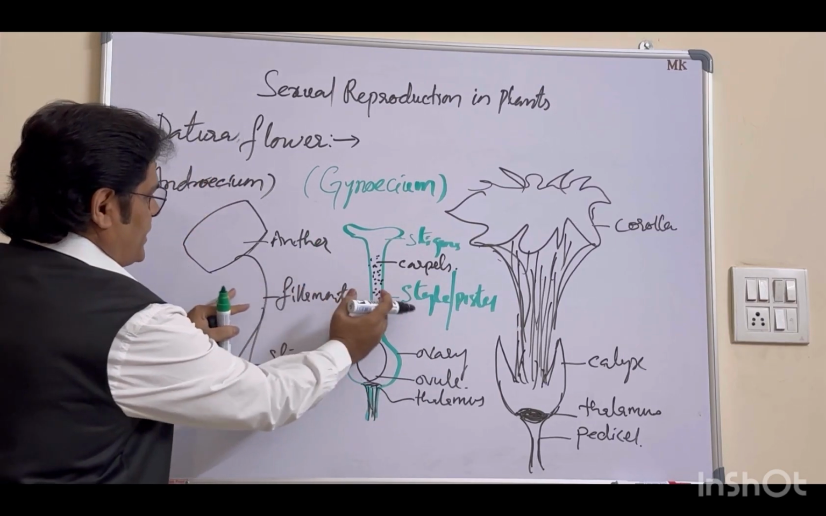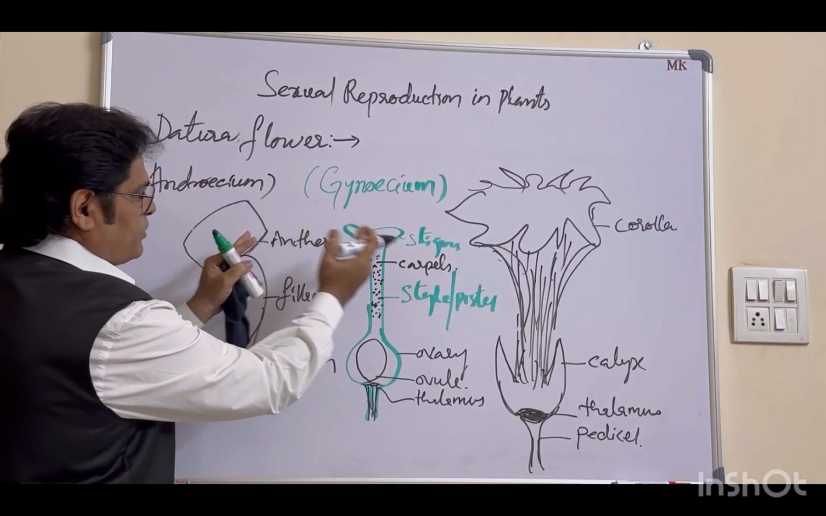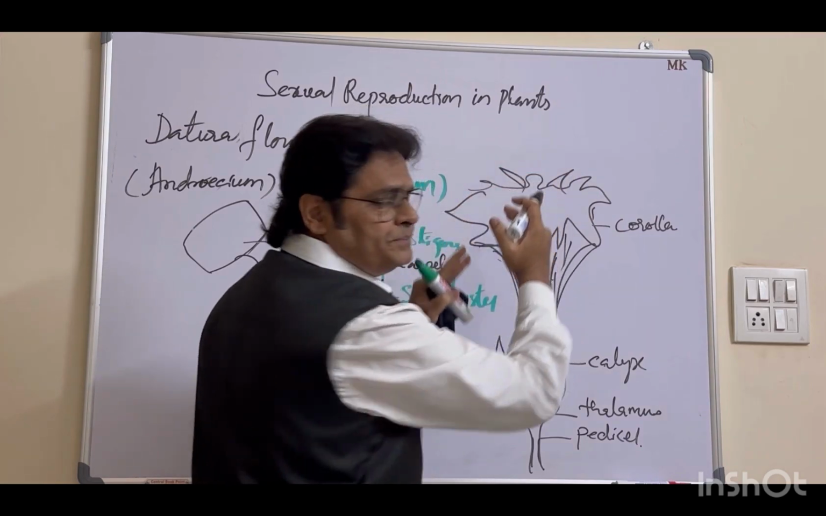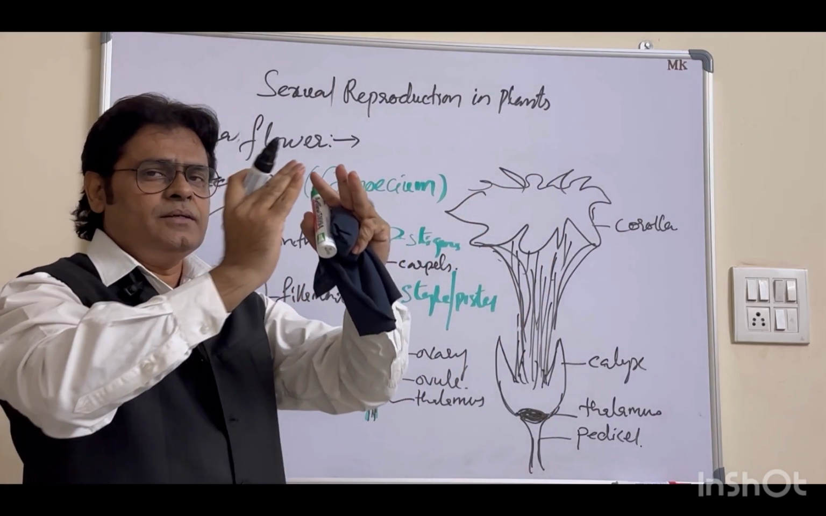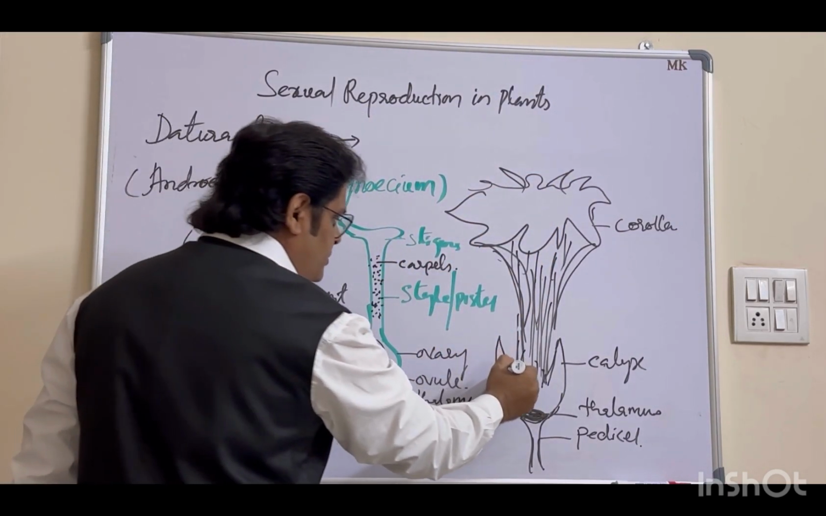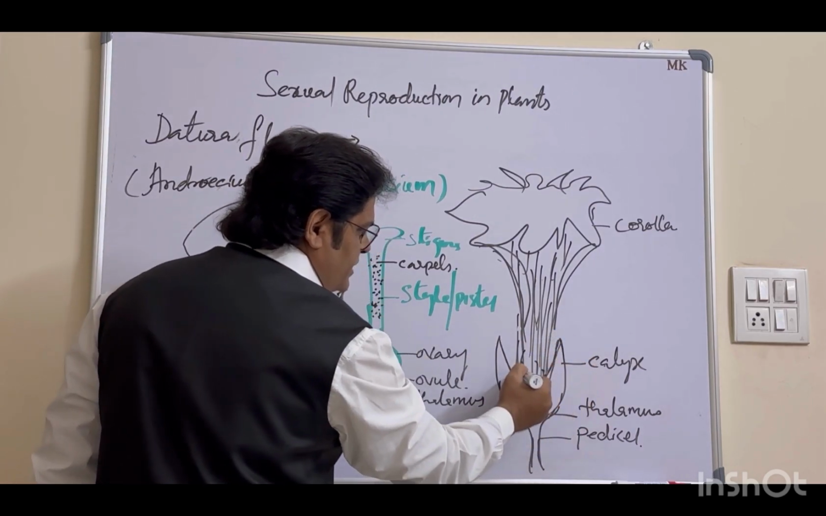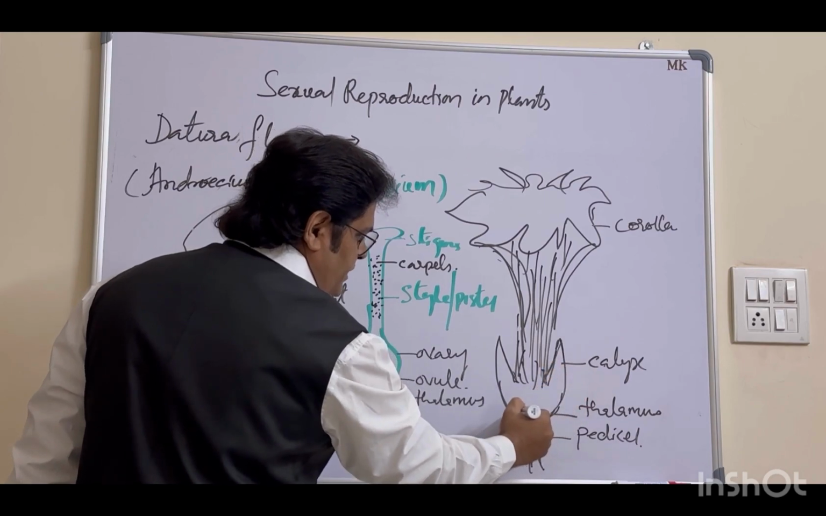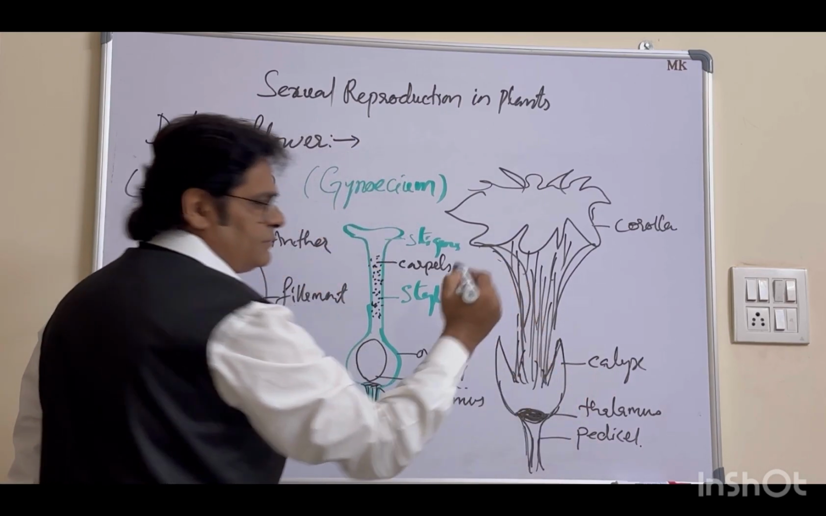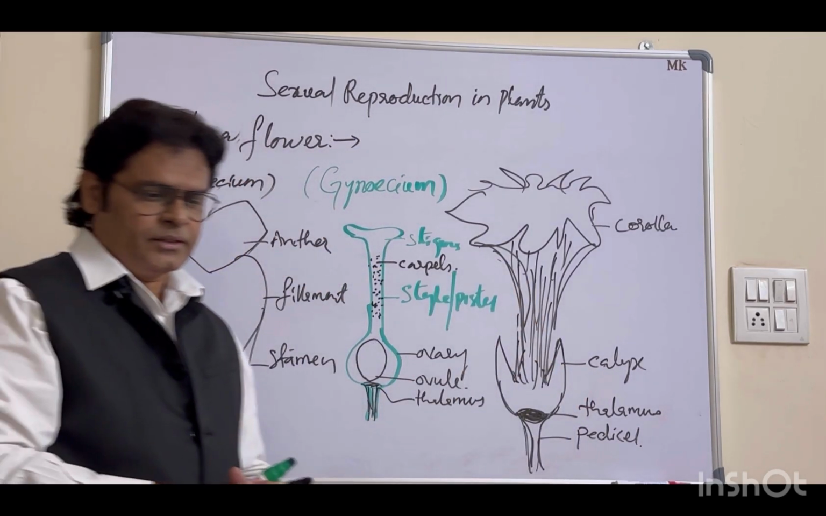So, these accessory parts, androecium and gynoecium, both are enclosed by the corolla. Clear? Both are enclosed by the corolla. Which leads to the calyx. The calyx is nothing but a green tube-like structure. This green tube-like structure leads to the pedicel. Clear? This is the structure of the Dhotra flower.